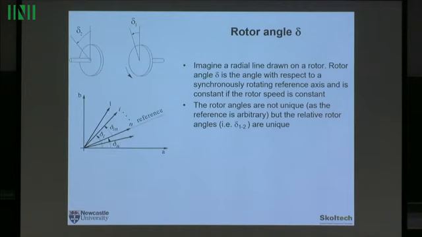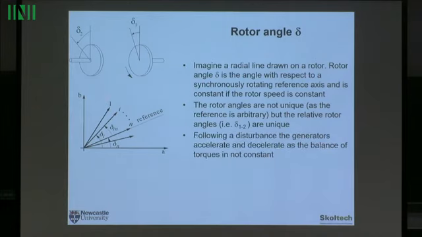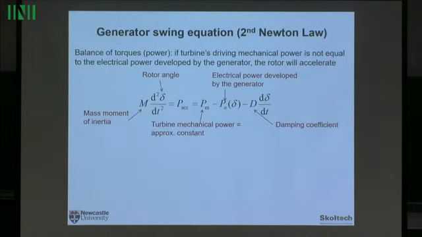We can again represent those rotors as phasors on the axis, with the angles between those phasors. The fundamental equation is that the speed is the derivative of the rotor angle. If the angle increases, it means the speed of that particular generator goes up. And the fundamental equation, which is basically Newton's second law, is the swing equation.